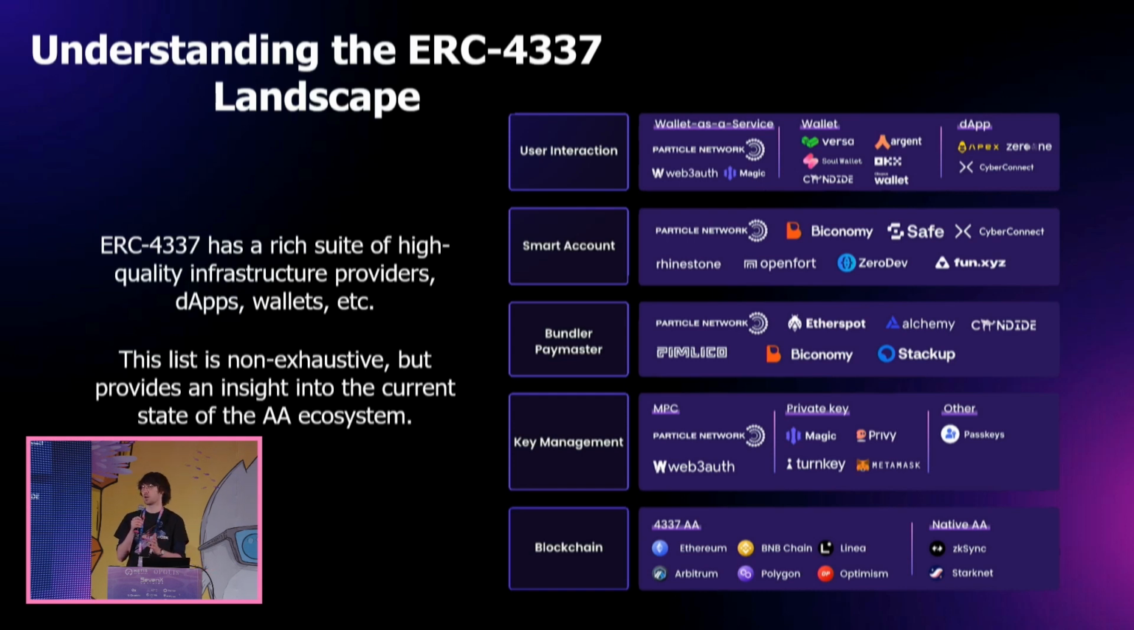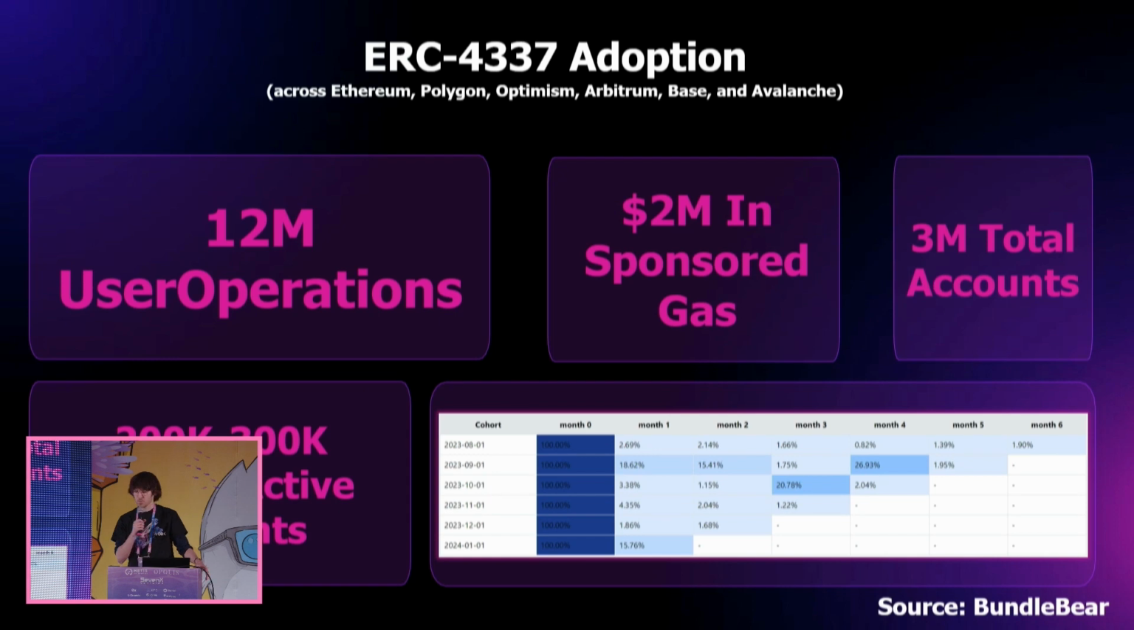But you have a huge list of organizations that are dedicated to building this infrastructure. But why? How does it actually translate into adoption? With all these individuals building for ERC-4337, what does adoption look like so far since it was originally deployed in March of 2023? Here are some numbers.